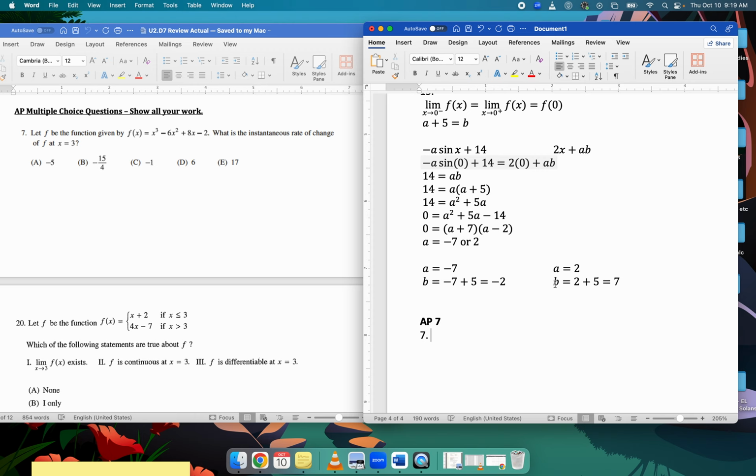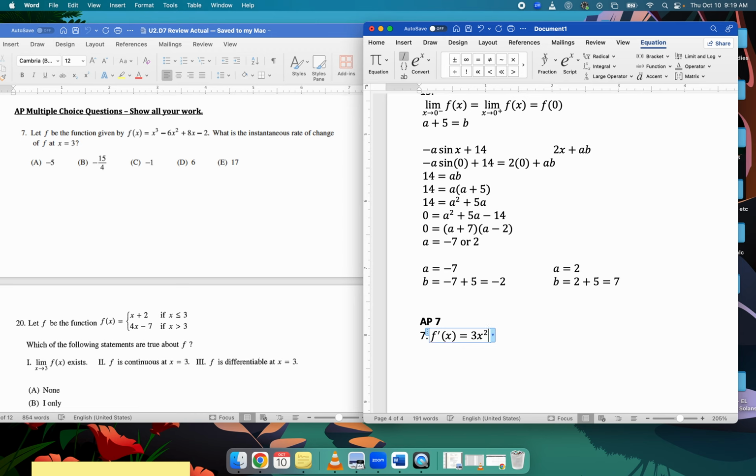Let f of x be... what is the instantaneous rate of change? That just means what's the derivative at 3. That's all that means. So the derivative is 3x squared minus 12x plus 8. F prime of 3 is 3 times 3 squared minus 12 times 3 plus 8. So that would be 27 minus 36 plus 8.